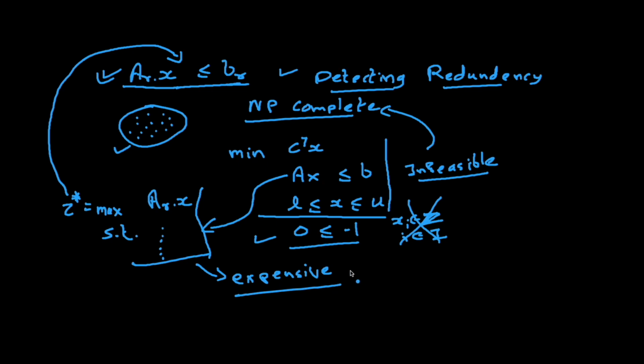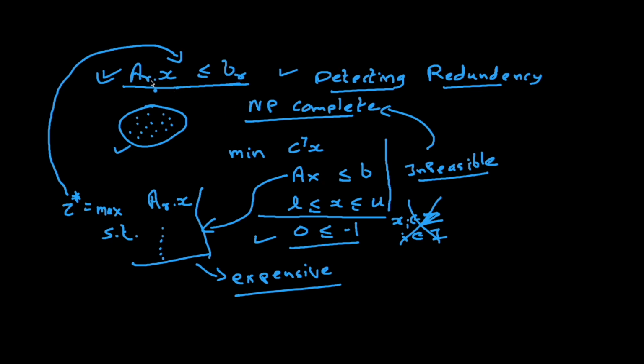Gurobi triggers this kind of routine, solving an entire linear program for detecting redundancy, but not always. They do it only in some very special cases. That's still one part, and there are other parts. This is for general types of constraints.